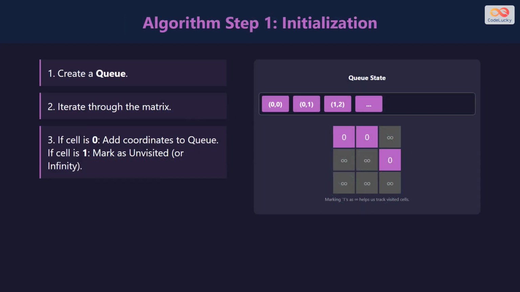The first step is initialization. We create a queue data structure. We scan the entire matrix. If we see a 0, we add its coordinates to the queue because we know its distance is 0. If we see a 1, we mark it as infinity or unvisited, so we know we need to calculate its distance later.